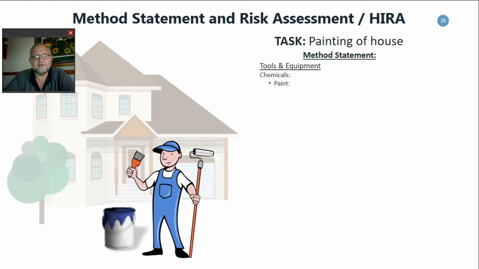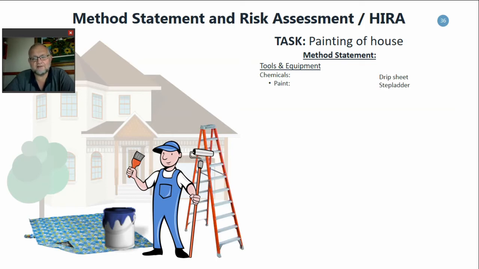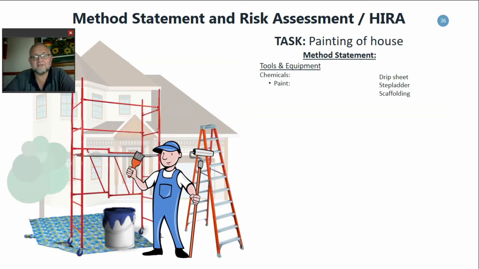You're going to obviously use your paint and you're going to use a drip sheet to make sure that whenever you spill you minimize it. And you're going to use a stepladder to make sure you can reach all the areas. Then you realize that it's a double story house, you might need some scaffolding. And then obviously some cleaning chemicals to make sure that your brushes and equipment and spools have been cleaned properly. Then you're going to sit down and write down every step of how you're going to start.